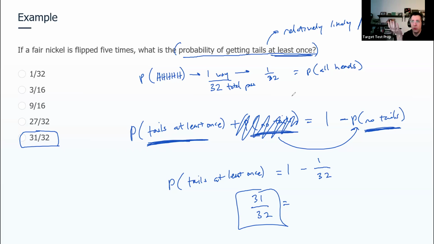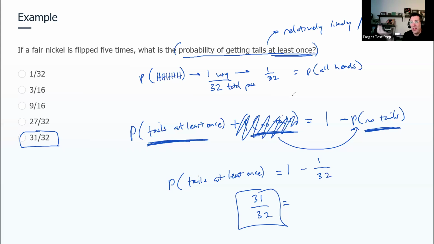Do all 5 answer choices seem reasonable? The answer should be closer to 1, right? It should be a high probability. So like 27 out of 32, or 31 out of 32. Maybe 9 out of 16, that's a little more than 50%.